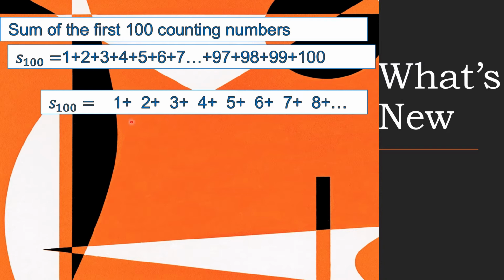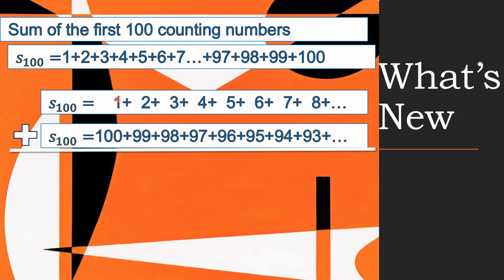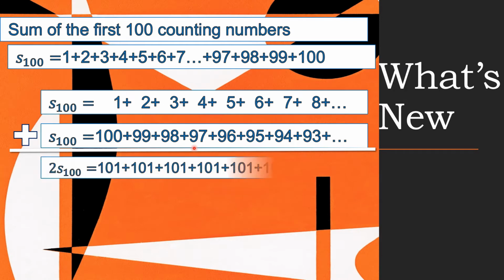hinati niya yon. Pinagpares-pares niya yung unahan at saka dulo. Yung 1 tsaka 100, yung 2 tsaka 99, yung 3 tsaka 98, yung 4 tsaka 97, and so on. Tapos, inadd niya yon. Kinuha niya yung sum. At napansin niya na ang sum ng bawat pares ay 101. So, pansinin natin. 1 plus 100 is 101. 2 plus 99 is 101. 3 plus 98 is also 101.